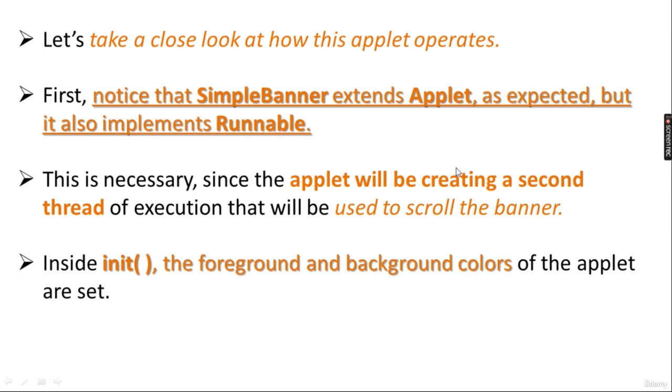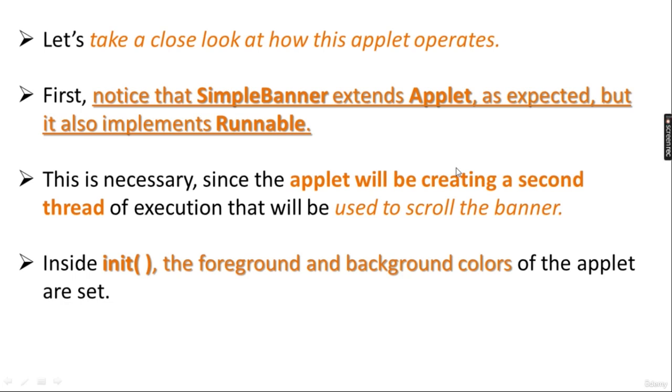First, you have to notice that SimpleBanner extends Applet, but it also implements Runnable because it is a separate thread. As I have explained in the previous session, it is itself a thread. This is necessary because the applet will be creating a second thread of execution that will be used to scroll the banner. If the first class is not a thread, it will not be able to create a second thread. So it is implementing the Runnable interface.